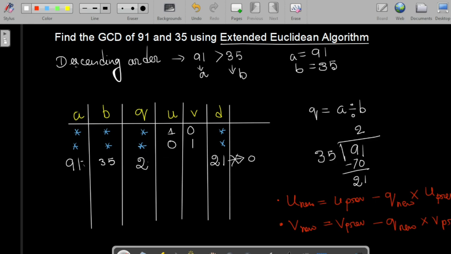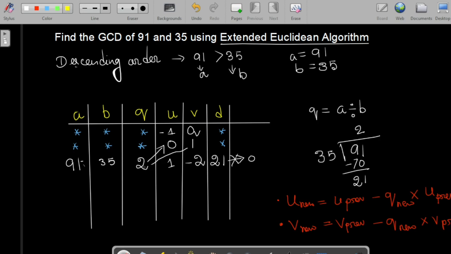So let us see what this formula means. Well, 2 multiplied by this 0 gives us 0, and that will be subtracted from this 1. So 1 minus 0 is 1. Again we multiply 2 by 1, that is 2, and subtract that from 0, so it will be minus 2. And like I said, the remainder is not 0, so we proceed to the next row.